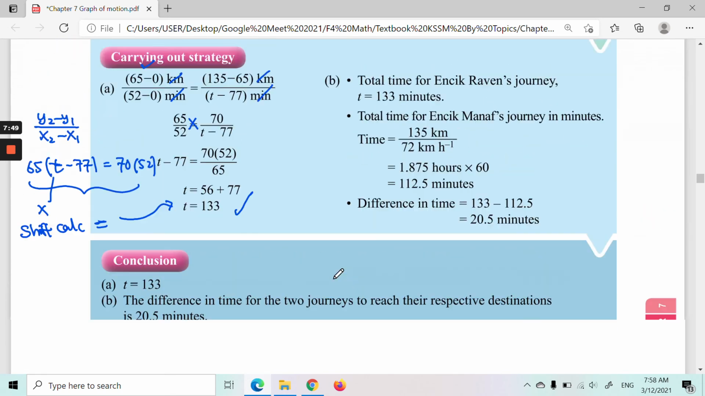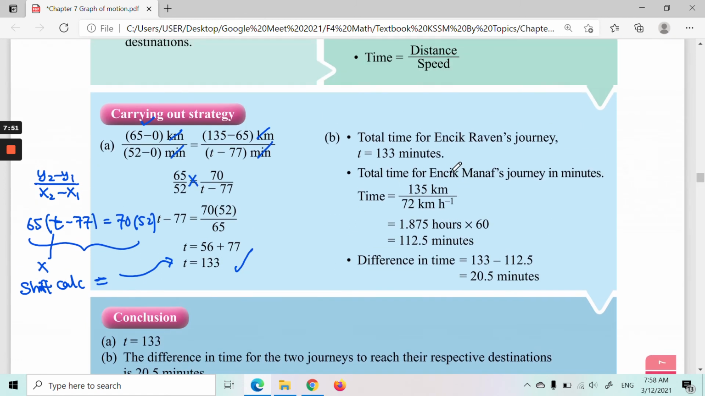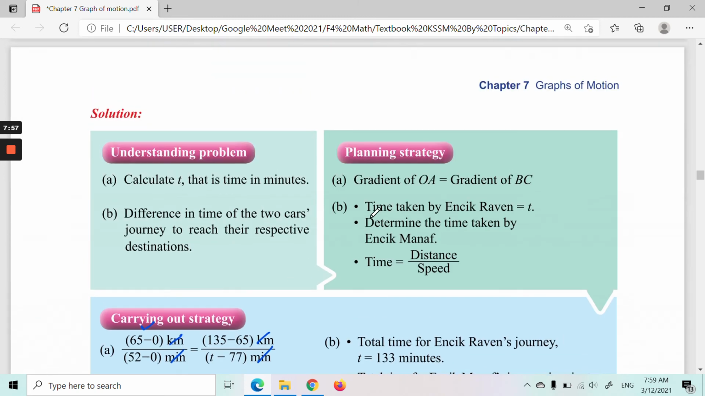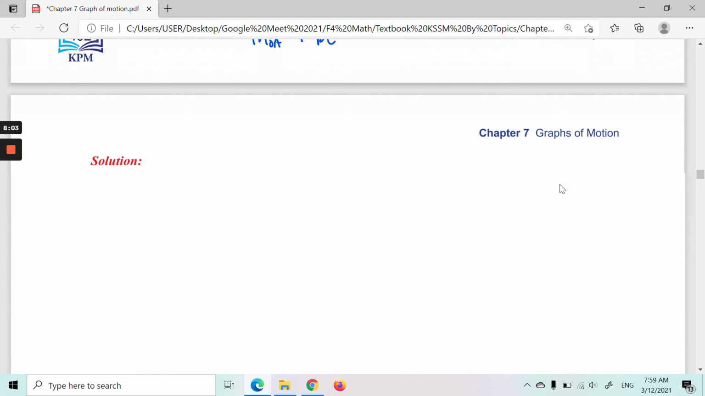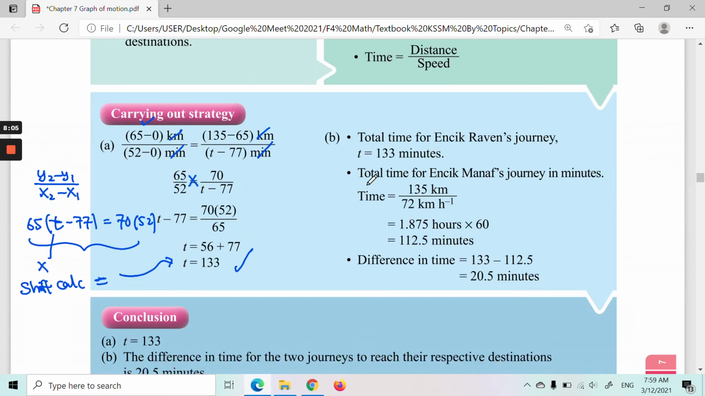So from here, you need to know how to do this question. Look at the answer here. You need to know the total time for Encik Ravan's journey is T equals to 133, the one you calculated just now. This one, Mr. Ravan, total here is 133. Then continue with the total time for Encik Manav. Because they want you to double check the difference between them, the time. This one we already have. So now you need to calculate for Encik Manav's journey.